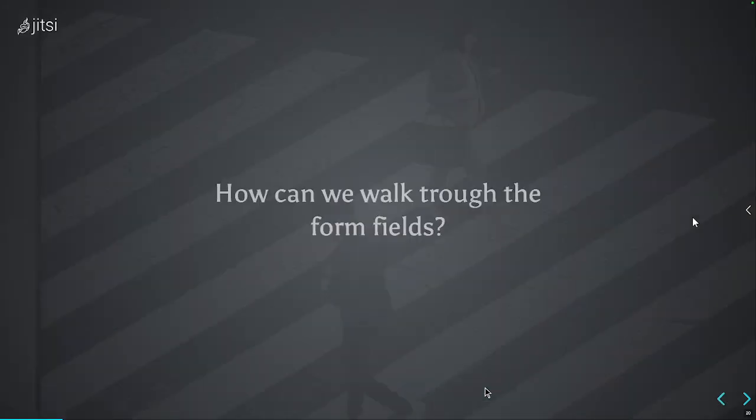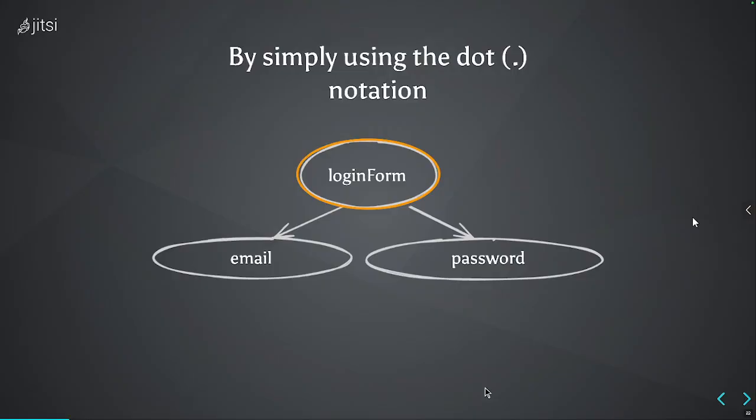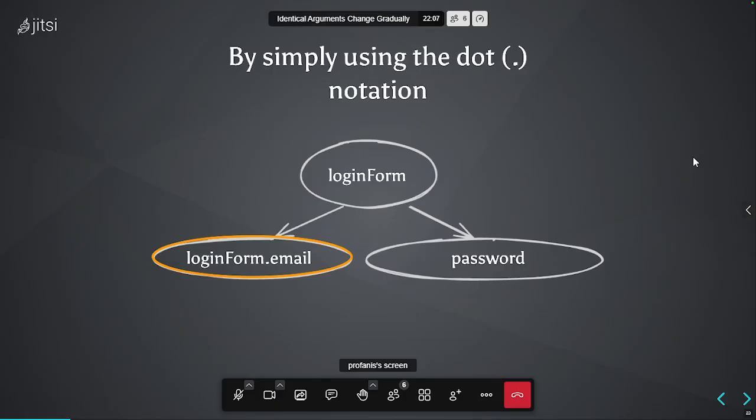How can we walk through the form fields? Because we're talking about the form fields, but how can I work there? How can I access a specific field? So to do that, we're doing that actually using the dot notation. The root in our case becomes, it seems that I have it delayed into the slides, the root becomes the login form, and then if I want to walk through the email, what I have to do is to go and be like login form.email. And if I want to walk through the password, again, same thing. I have to do login form.password.